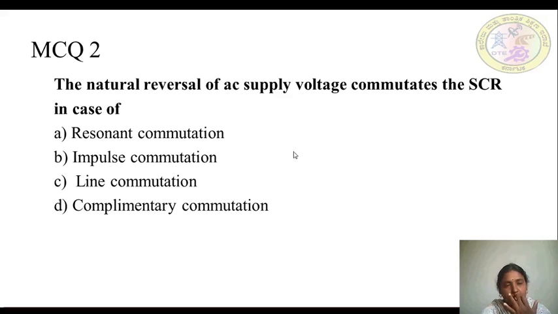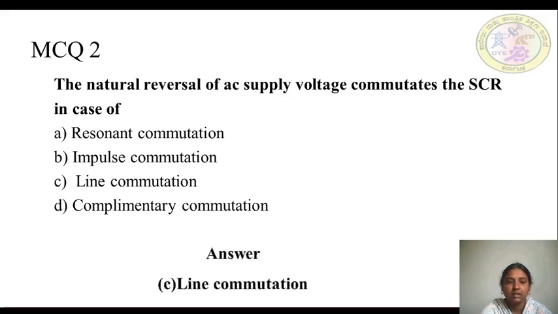Next, coming to the second question. The natural reversal of AC supply voltage commutates the SCR in case of: first, resonant commutation; second, impulse commutation; third, line commutation; fourth, complementary commutation. So what is the answer? The natural reversal of the AC supply voltage. So the answer is there in the question itself. The answer is line commutation.